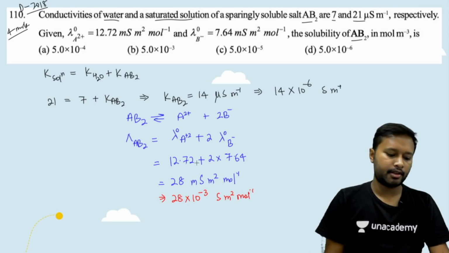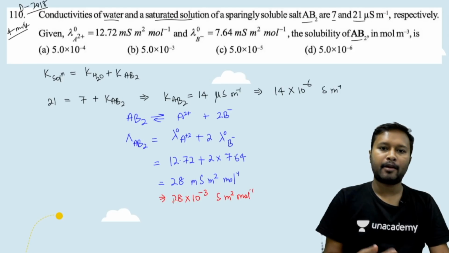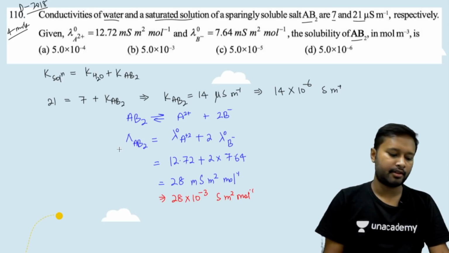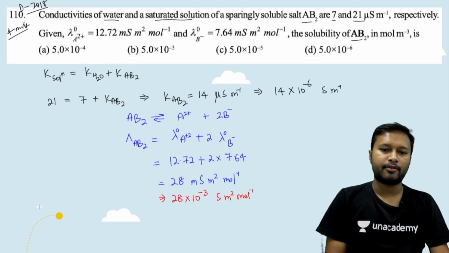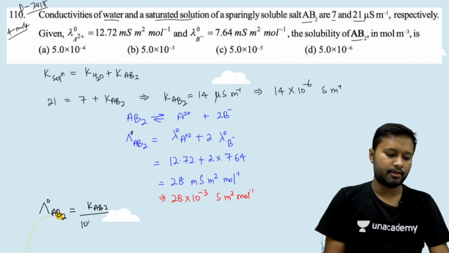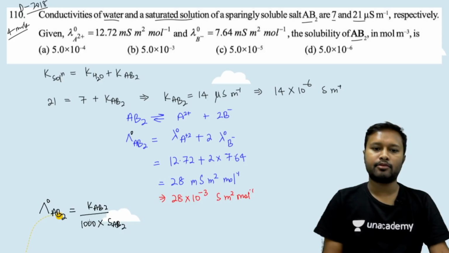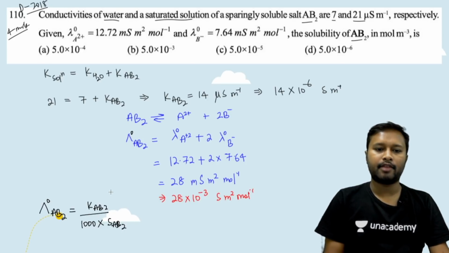Now once you have calculated this, you have to calculate the solubility. So how are the molar conductivity and the conductivity related to each other with respect to solubility? You have to use this equation: lambda naught of AB2 is equal to K of AB2 divided by 1000 into solubility of AB2. This equation will be used to solve it further. Now all the values are given to us. Let's put it out and solve it.